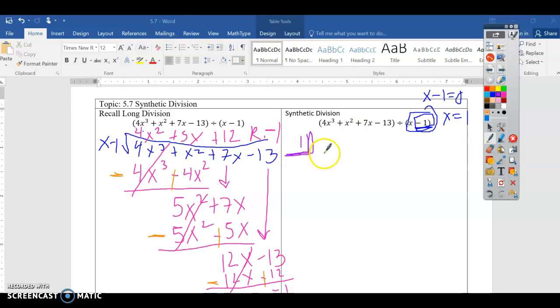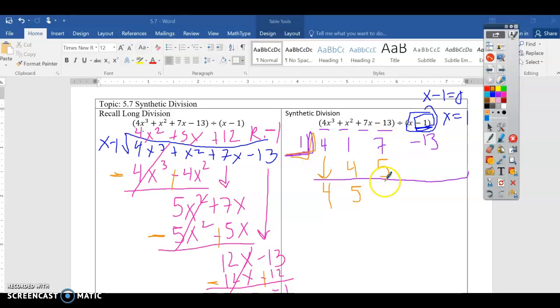Okay? Now to figure out what we're going to multiply by, you're going to take the coefficients of each term. So that's 4, 1, 7, and negative 13. Okay? So you're basically going to take this first term and bring it down. You're going to take this 4 and multiply it by your multiplier. So 1 times 4 is 4. Then you're just going to add. So 1 and 4 makes 5. 5 times 1 is 5.